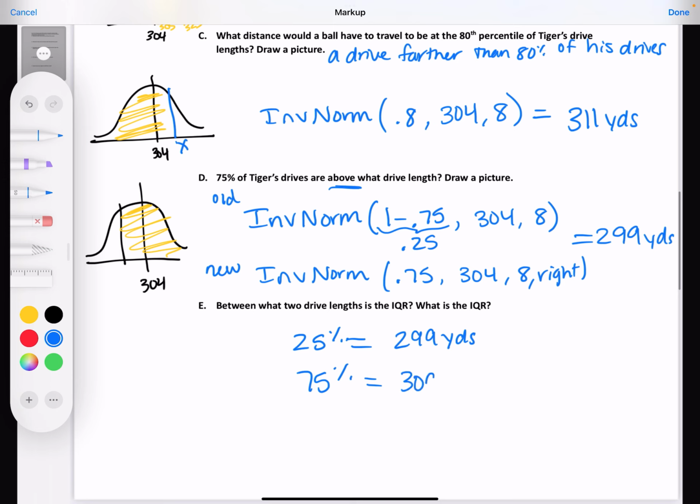309. So 309. So then your IQR would be what? 10. So 309 minus 299, which is 10.